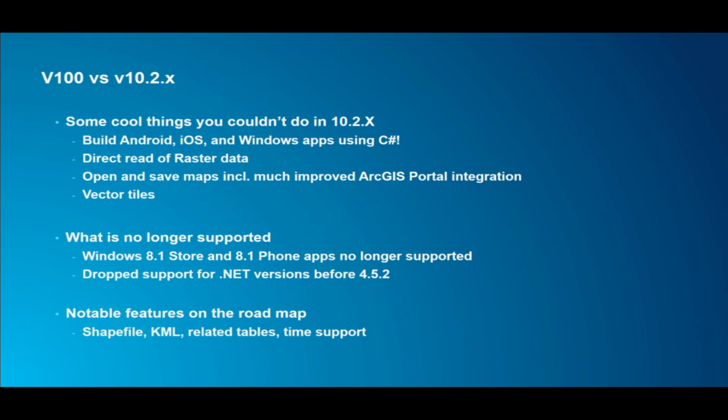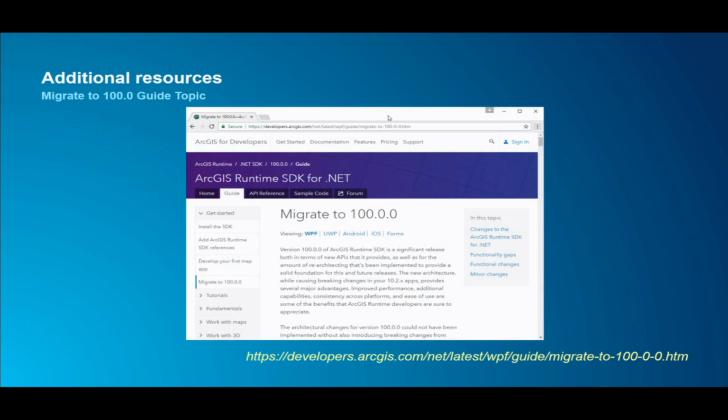There's also some notable features on the roadmap. There were a couple of features in the 10.2.7 release that we had temporarily removed from the 100 release, and we'll be bringing those back in updates this year. So shapefiles, KML, related tables, and time support. They're not in the initial 100 release, but they'll be coming out in updates this year. We've just published a guide document on our ArcGIS developer site about migrating from the 10.2x release to 100.